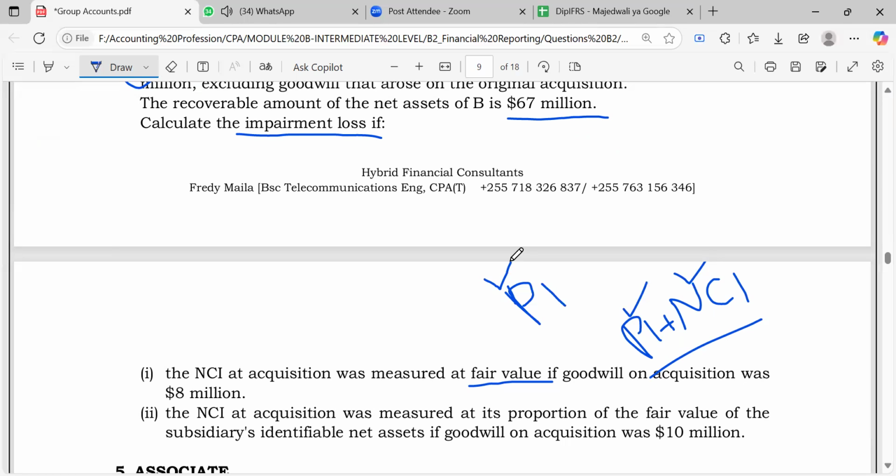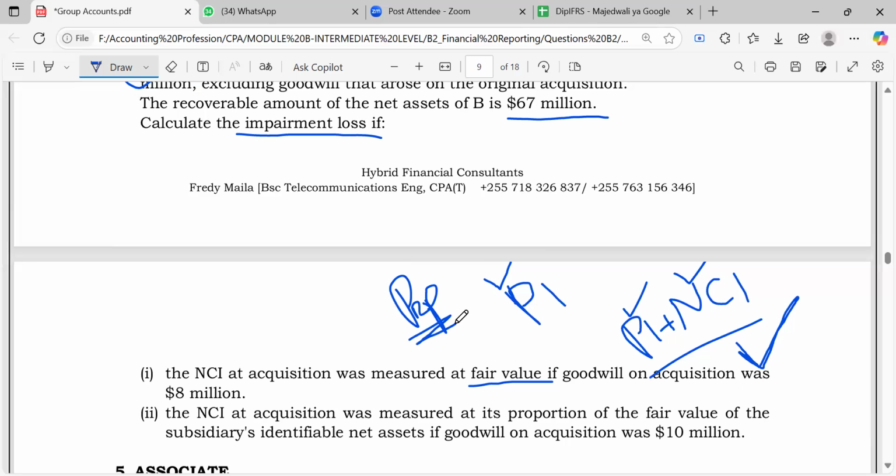Yes, I'm getting you now. And now, like the word fair itself says, if it is fair, it means it covers both, parent interest and non-controlling. This is when NCI is measured at fair value. And for parent interest only, we just say this only covers this. This is when non-controlling interest is measured as a proportion of net assets. A proportion, not complete, right?